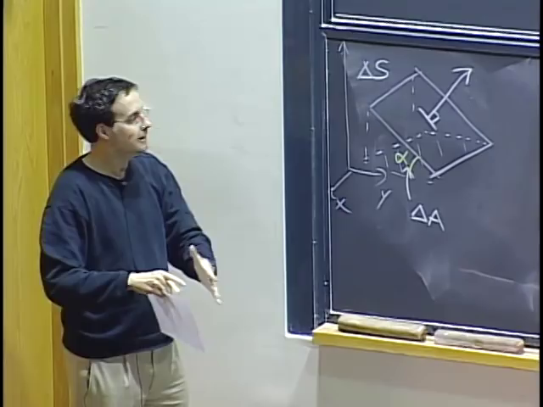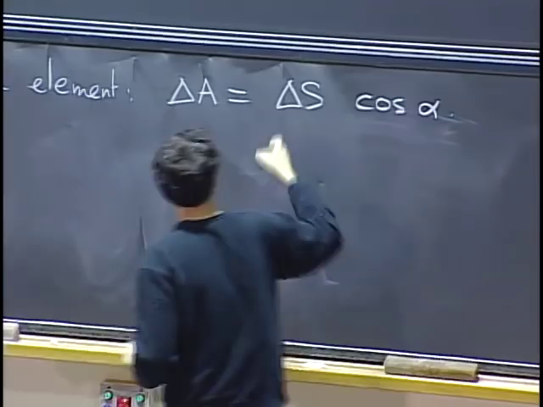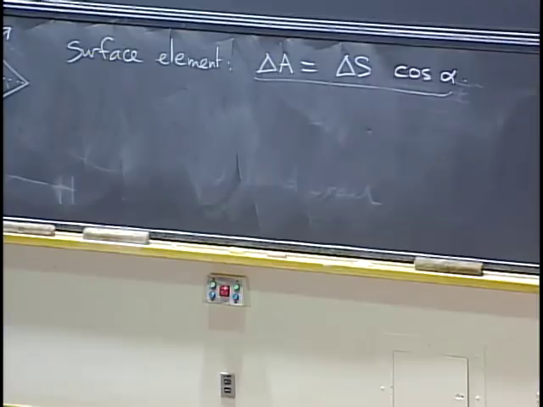So what that means is that, well, OK, so we'll have to deal with this. And of course, the one we'll care about actually is delta S expressed in terms of delta A. But what are we going to do with this cosine? It's not very convenient to have a cosine left in here.